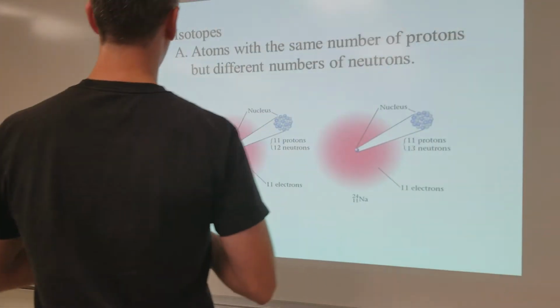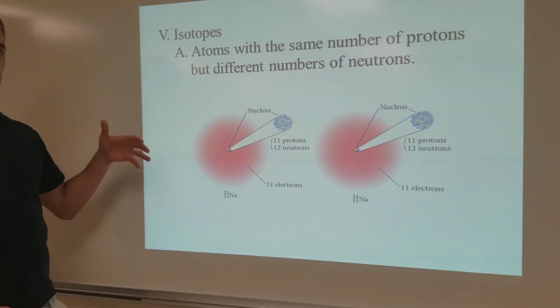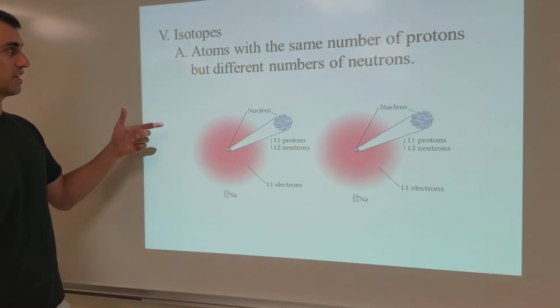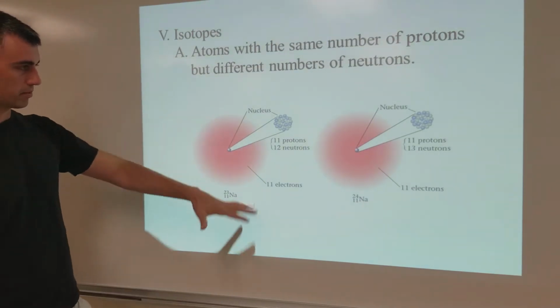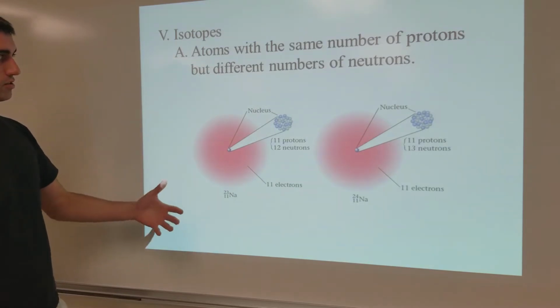Hello there, let's talk about isotopes. So isotopes, we're going to begin by defining as atoms with the same number of protons and a different number of neutrons. We see in this example here two versions of sodium.